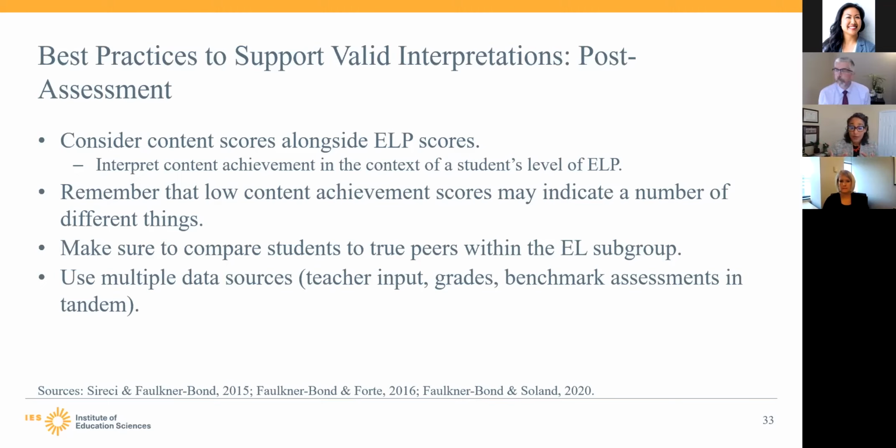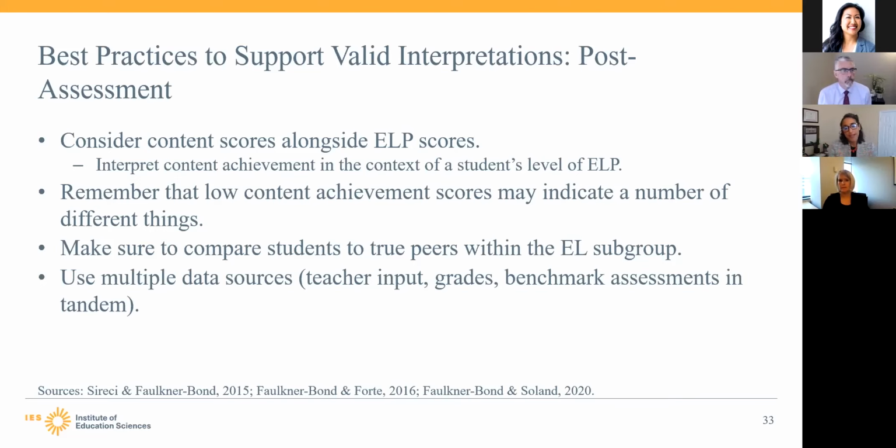As I said, remember that low content achievement could indicate a number of different things. So let's try again to collect additional information to help give us more context and more understanding of what those scores may mean. Also try to think about true peers within the EL subgroup. As we've talked about, not all English learners are the same. So what is a relevant comparison group if you're trying to figure out whether a student is on track or not? You might think about students who are receiving the same services, how we could compare them to each other, students who have similar levels of English language proficiency, how do they compare? Anything you can do to try to whittle down the group into a more relevant comparison.